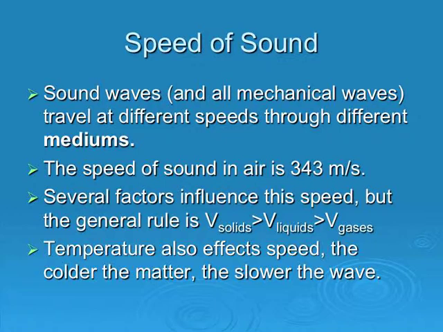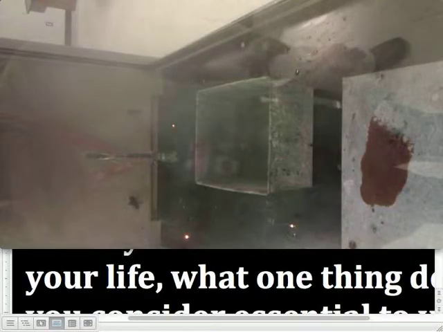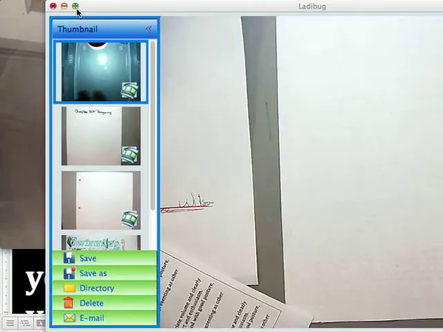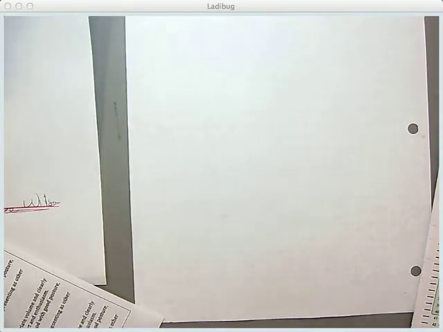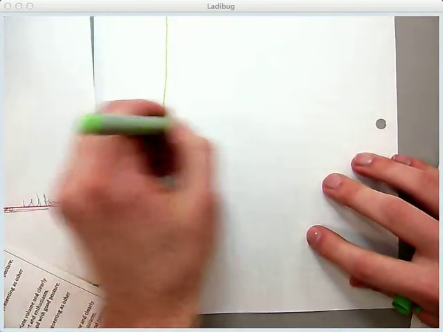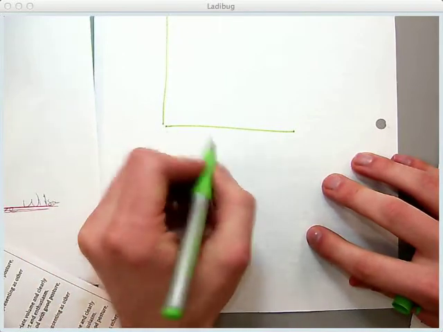Okay, so if we were to graph that out, maybe if I were to graph out water. Let's get this little bugger going. It's a ladybug. Okay, whatever.